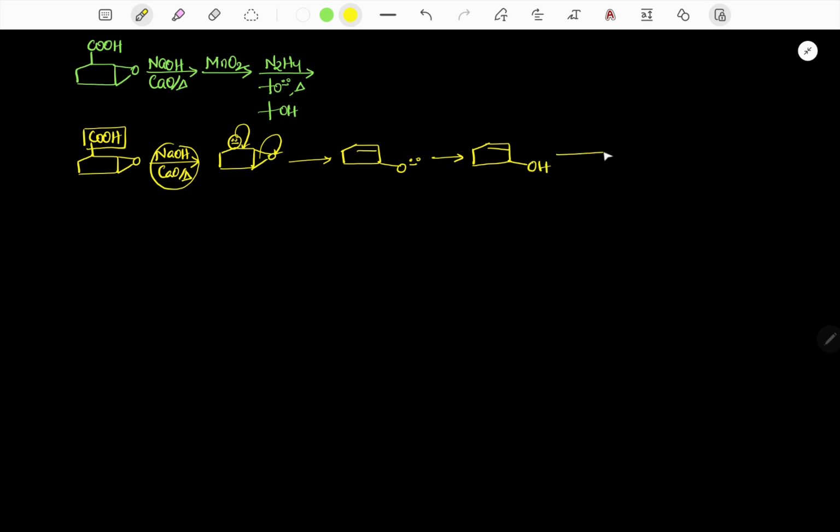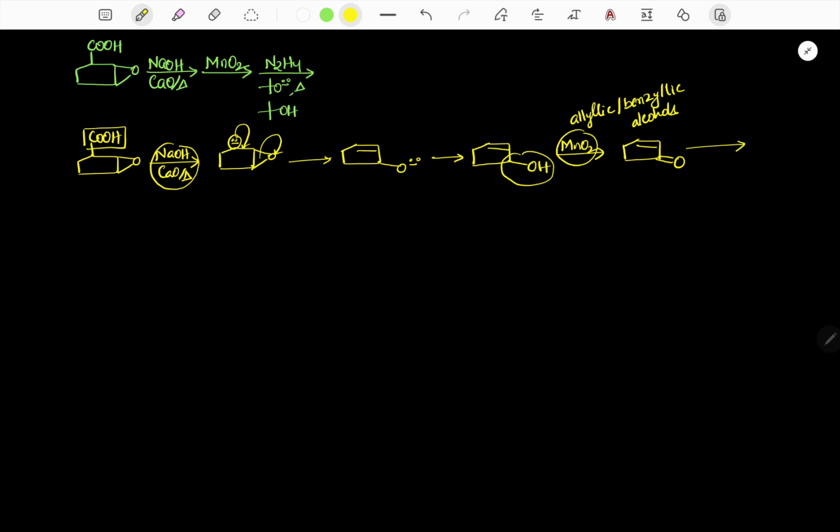Now this allylic alcohol is treated with the oxidizing agent MnO2. The specialty of MnO2 is that it oxidizes only allylic and benzylic alcohols. Therefore the allylic alcohol undergoes oxidation and gives the corresponding ketone. So it is a conjugated ketone.